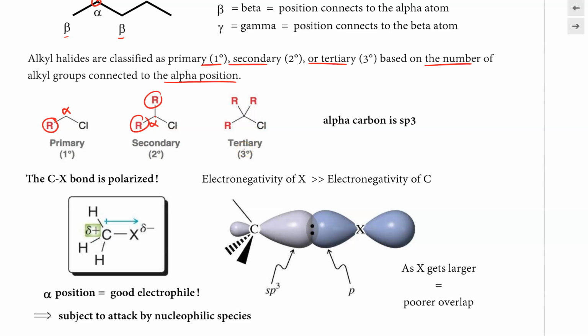And also recognize that in all of the haloalkanes, the carbon that is bonded to the halogen is sp3, regardless of whether we have primary, secondary, or tertiary. This carbon right here is always sp3.